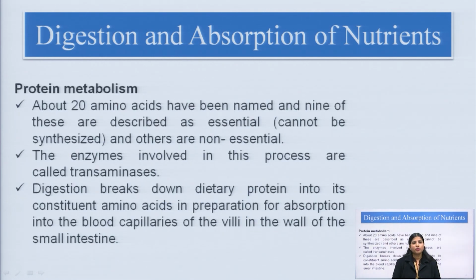Now, see the protein metabolism. So, there are 20 amino acids, and these 20 amino acids are categorized into two types. One is the essential amino acid, another is the non-essential amino acid. Essential amino acids are required to be taken in the diet because they cannot be synthesized in the body. And the opposite is true for the non-essential.